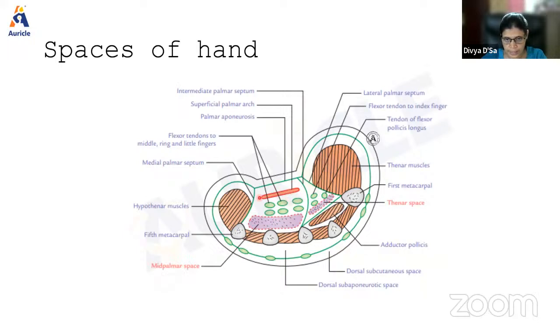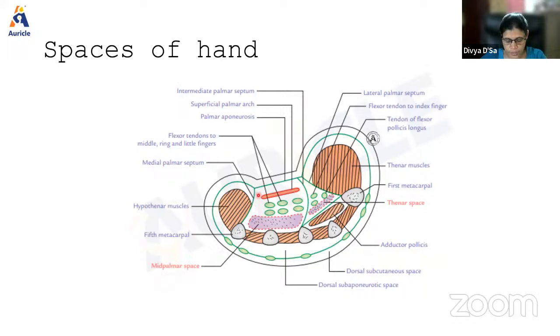Then there is this ulnar bursa, which will be enclosing the flexor tendons of the medial 3 fingers. These are the flexor tendons, that is flexor digitorum superficialis and flexor digitorum profundus. Both of them are enclosed within the ulnar bursa.